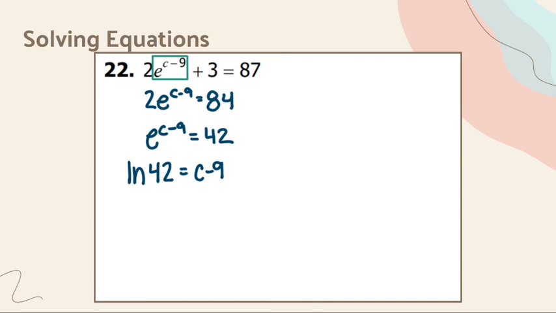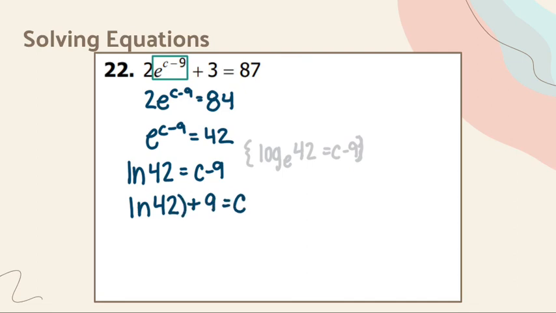Now, this is what I want you to be doing in your head, but the step that I skipped here that I could have shown you is log base e of 42 equals c minus 9. But that's the same thing as what we've already written, okay? So hopefully this is getting ingrained in your brain and you're not having to do that step. That's our goal here. All right, so then we're going to have natural log of 42 plus 9 equals c. And keep in mind that plus 9 is not part of the logarithm. If parentheses help you, feel free to use that, but you cannot combine that 42 and the 9.